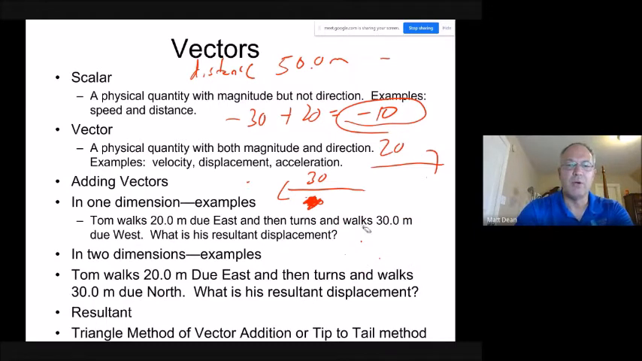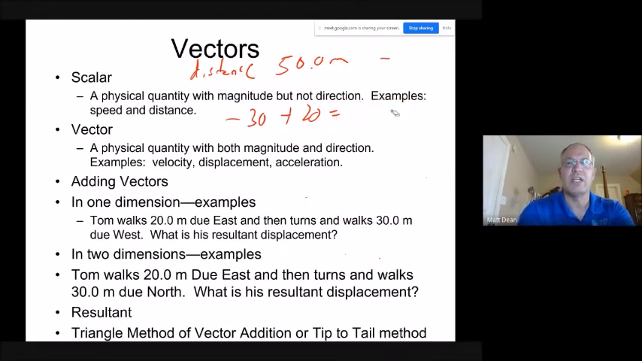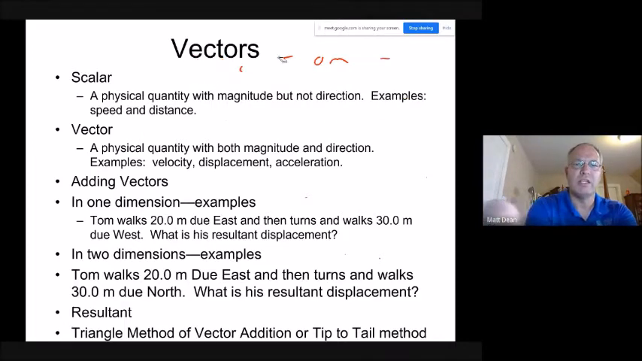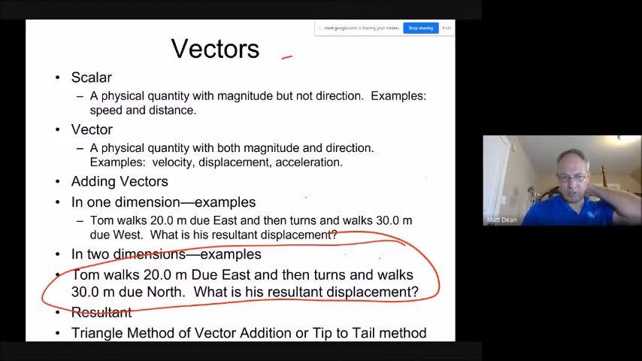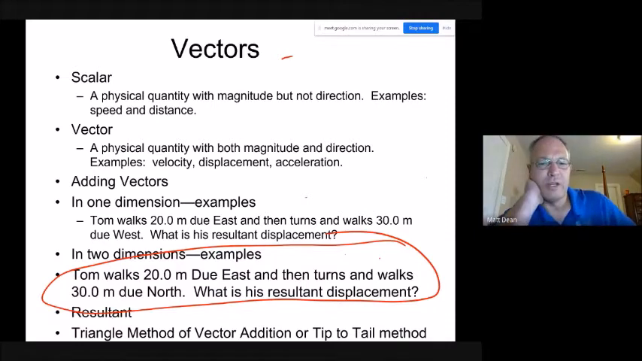Now let's make this a bit more complicated, and let's look at what happens when you have vectors in more than one dimension, in this case in 2 dimensions. So here's the problem we're going to work next. Tom walks 20 meters due east and then turns and walks 30 meters due north. What is his resultant displacement?